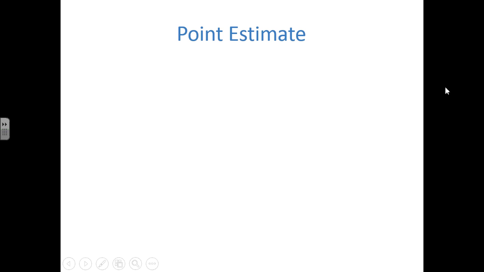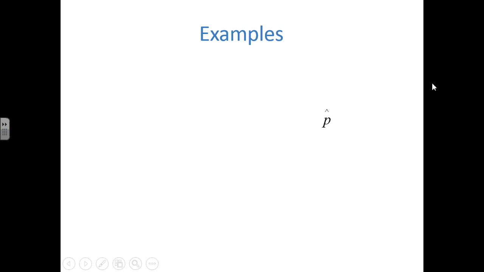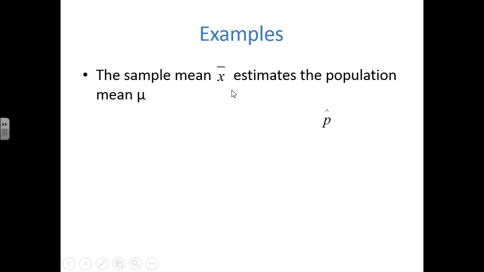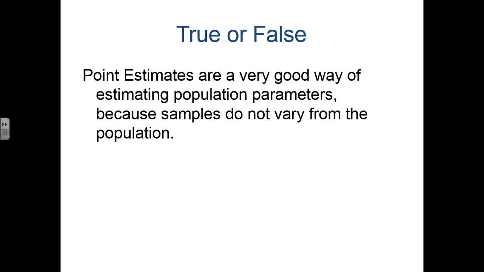So first concept, the point estimate. It is a value or point used to approximate a population parameter. Examples are, for the sample, we're going to use the sample mean to estimate the population mean. We're going to use the sample proportion of successes, p hat, to estimate the population proportion of successes, p.